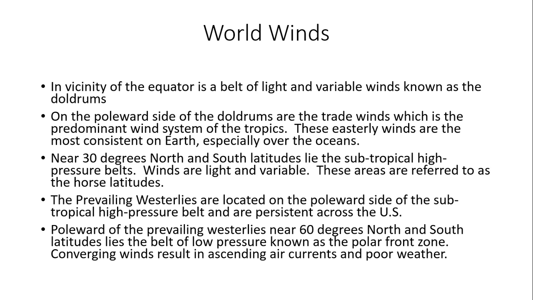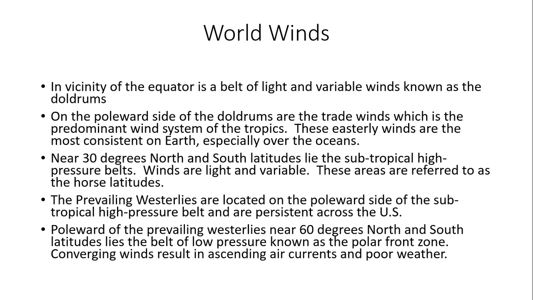Now on the poleward side of those doldrums, as we go north, are what's known as the trade winds, which again is the predominant wind system of the tropics. These easterly winds are the most consistent on Earth, especially out over the oceans. I've been on plenty of trips out over the water, especially on the Pacific side, where these east-northeasterly winds continue all the time. There's just no let up, and it's really very rare to get a change in wind direction in this particular belt. Near 30 degrees north and south latitudes lie the subtropical high-pressure belts.